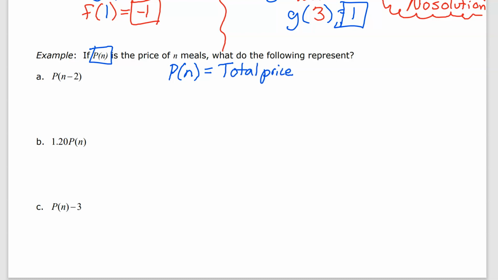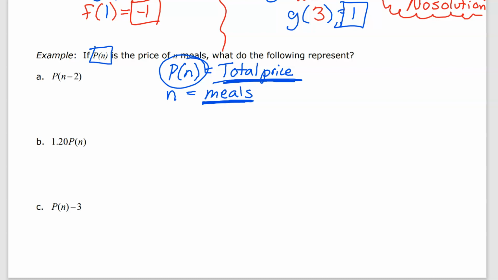Now, when we're looking at just N, that is going to equal meals. So if it affects the inside, it's going to be affecting the meals. If it's affecting all of P of N, that's going to affect the total price of the meal. All right, so when we're looking at this, P of N minus 2, that minus 2 isn't going to affect the overall price. In the end, it will.